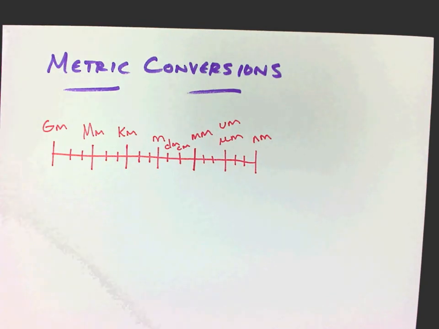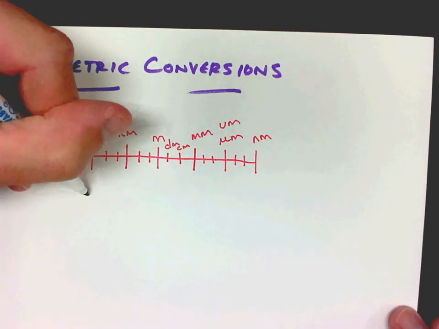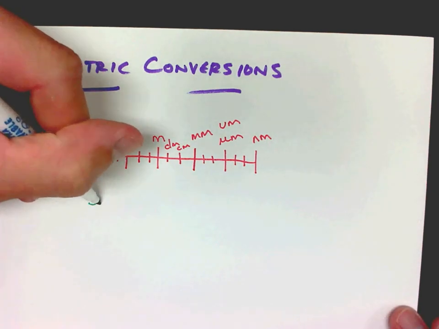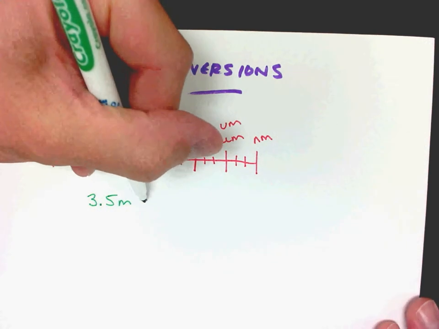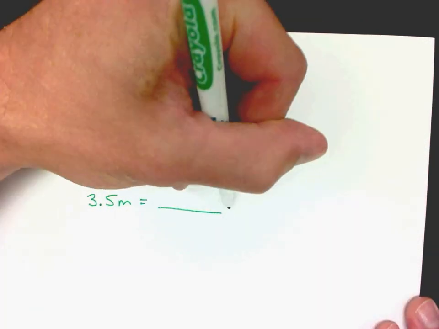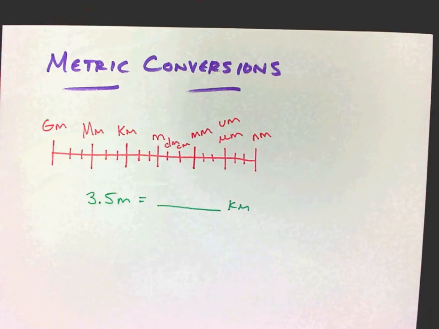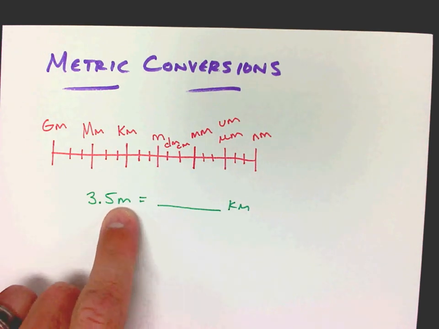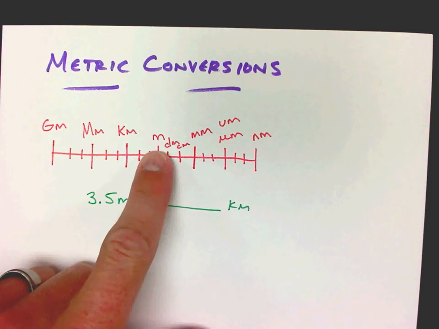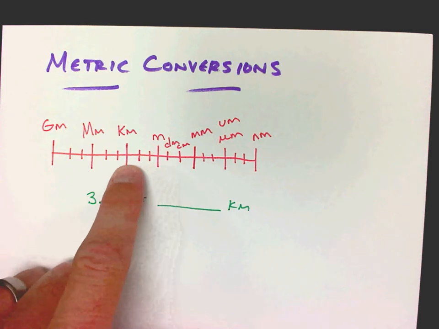In terms of showing you how this chart works, let's just do an example down here. Let's just start off easy. How about 3.5 meters? And I would like you to convert that into kilometers. So I'm just going to put equals kilometers. All you have to do is find the unit that I give you, which in this case is meters, on the chart. It's right here. You are going from meters over to kilometers here.